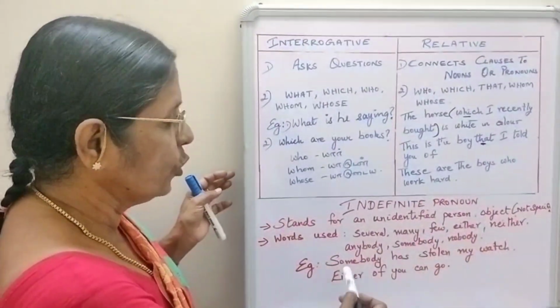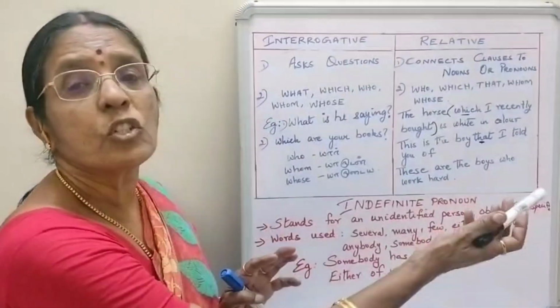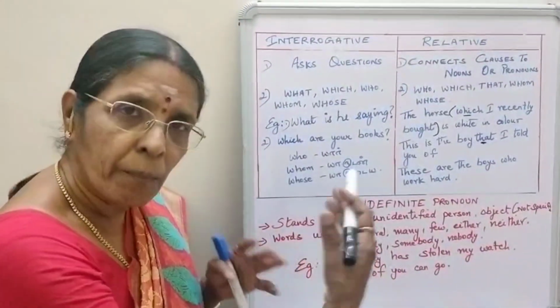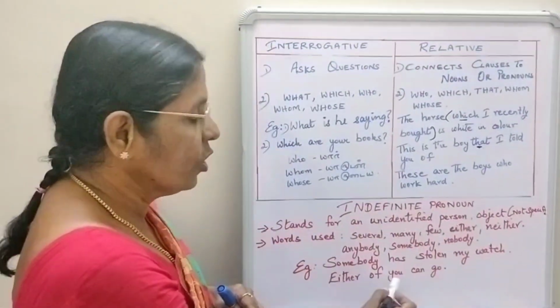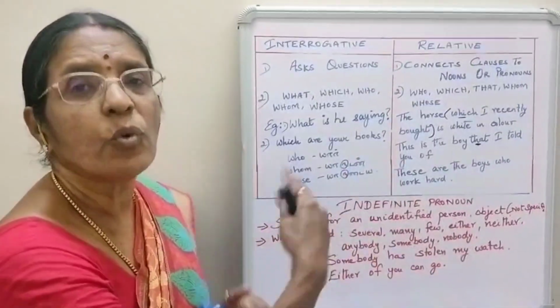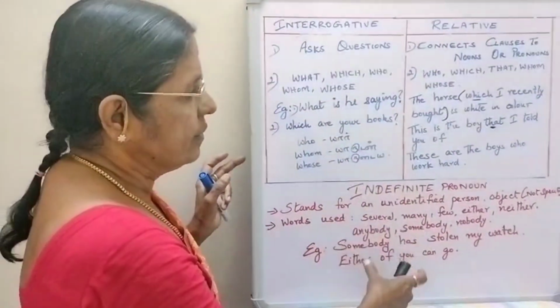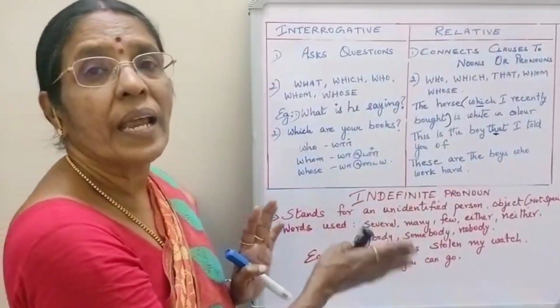I'll just give you two examples. Somebody has stolen my watch. We don't know who. Somebody. Similarly, either of you can go. Any one of you can go. Right? So, with this we come to the end of pronouns.